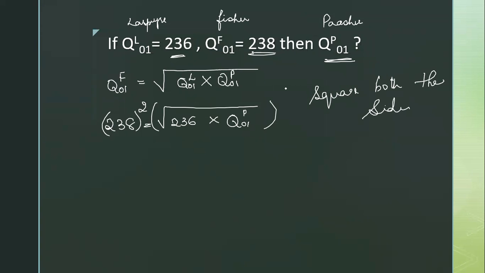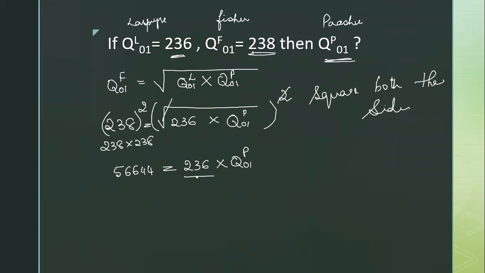When you square both the sides, what will happen? The square root and the square will be cancelled. What is the answer of this? 238 into 238, that means we have to square it. 238 into 238. What is the answer? 56,644 is equal to, the square root and square are gone. What is remaining? 236 into quantity of the base and current year under Paasche.